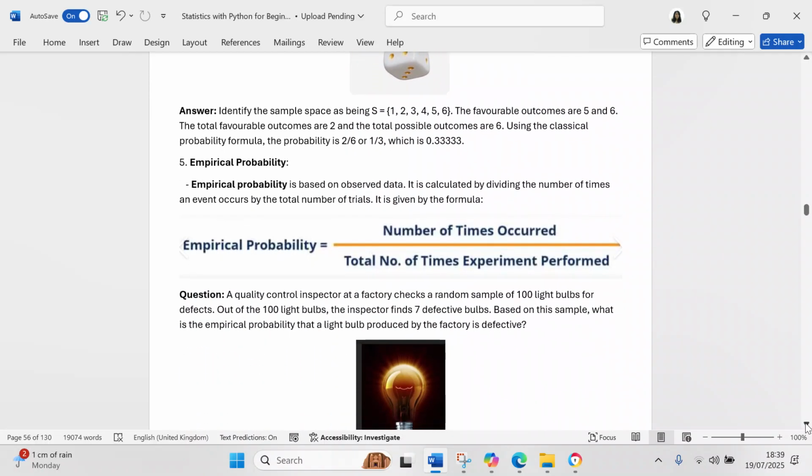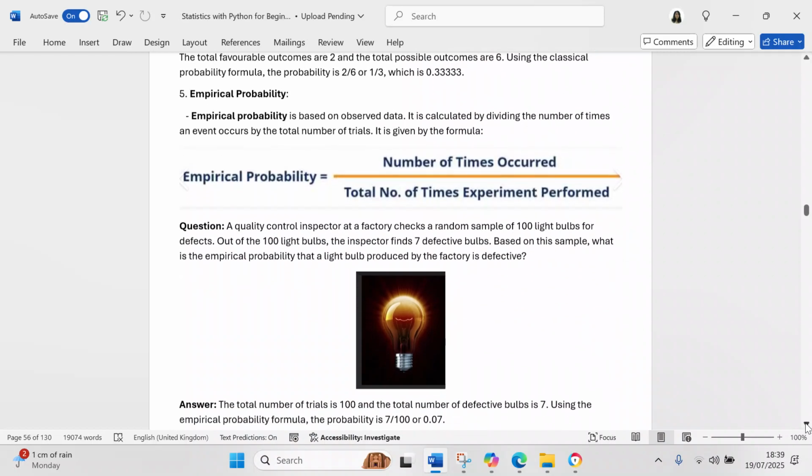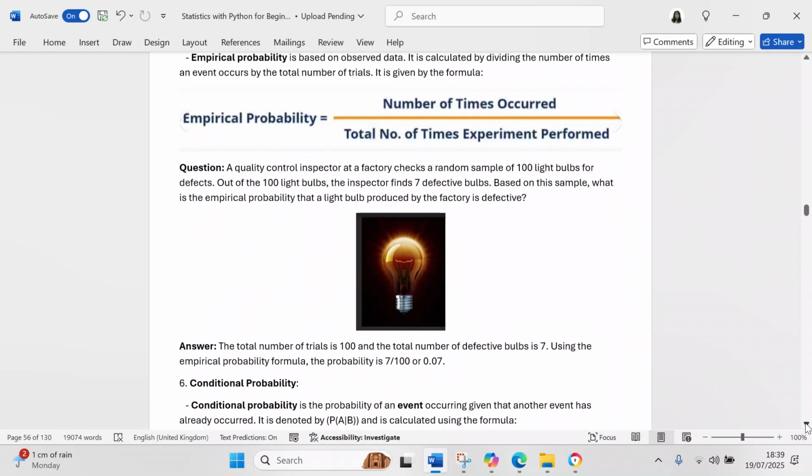Then you have something called empirical probability, which is based on the observed data. It is calculated by dividing the number of times an event occurs by the total number of trials. It is given by the formula: empirical probability equals the number of times the event occurred divided by the total number of times the experiment was performed.